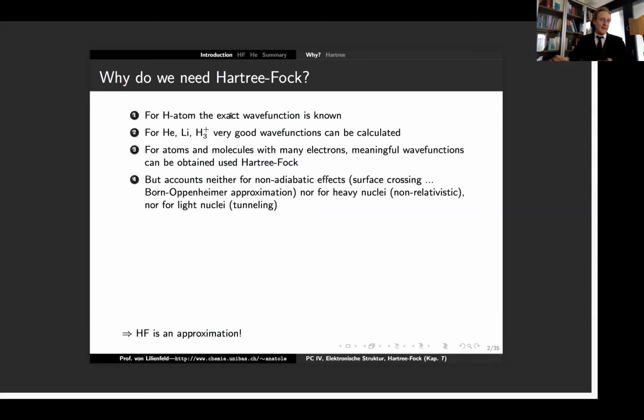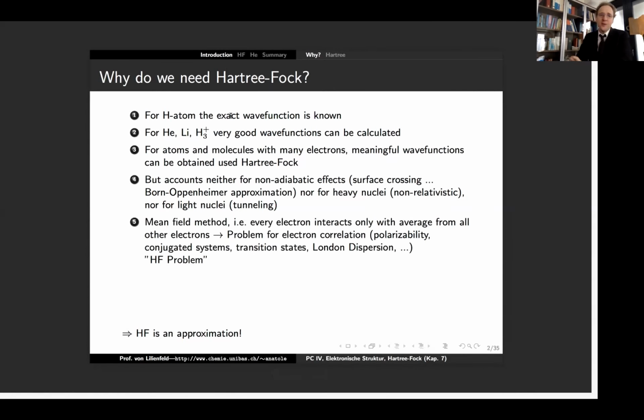That is, of course, at the origin of the kinetic isotope effect, and this is not something the Hartree Fock theory will take care of. It is really a mean field theory. That is, every electron interacts only with the average from all the other electrons, right? So it's not as if the electrons would not see each other, but they see only the average from all the other orbitals, if you wish, right?